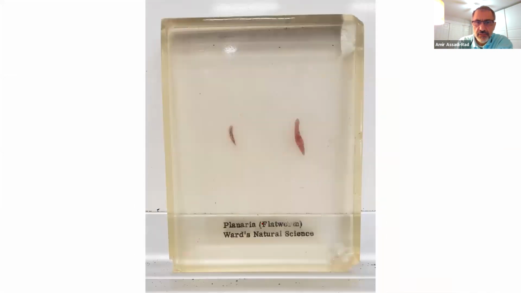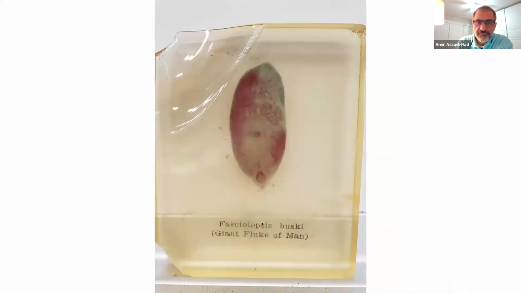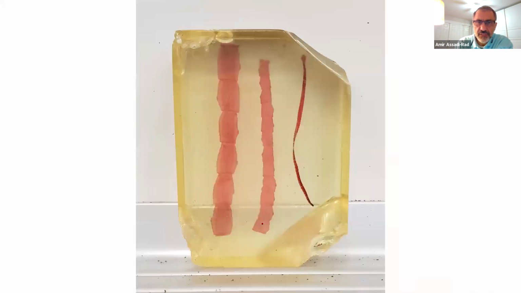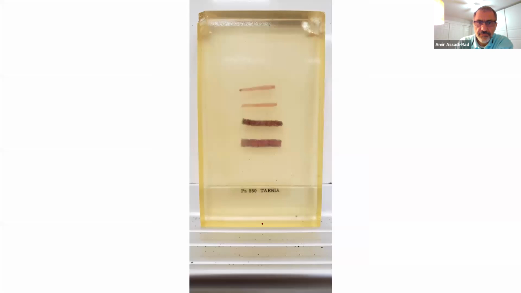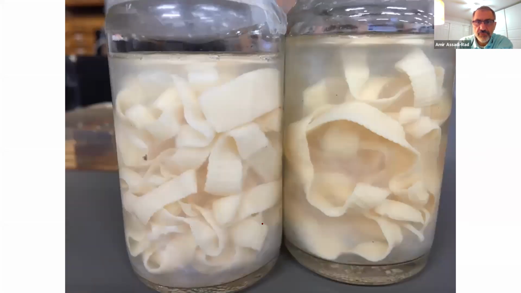Fasciola hepatica, planaria, Fasciolopsis buski, and this is your Taenia again. Nice, beautiful Taenia again, and these are all of them together. So for you, again, these are all Monesia.